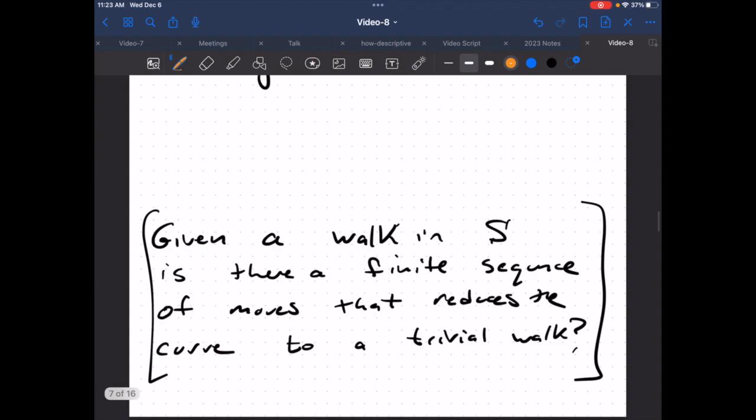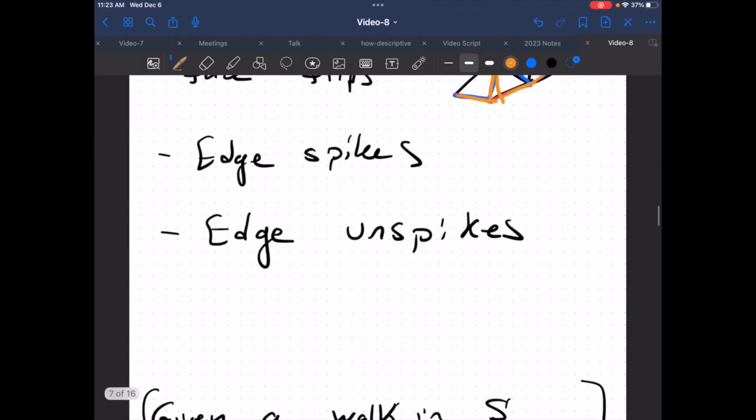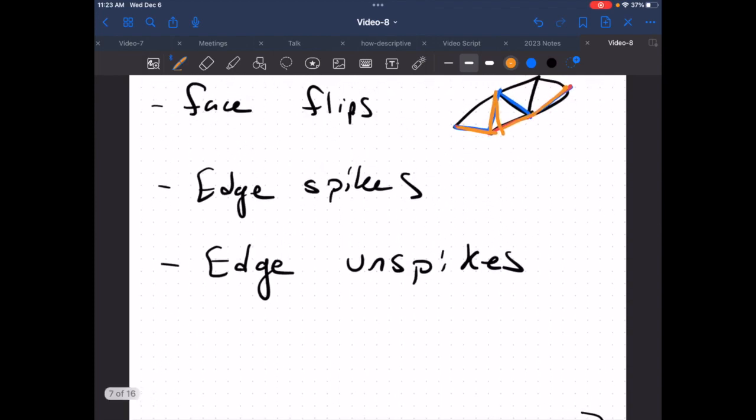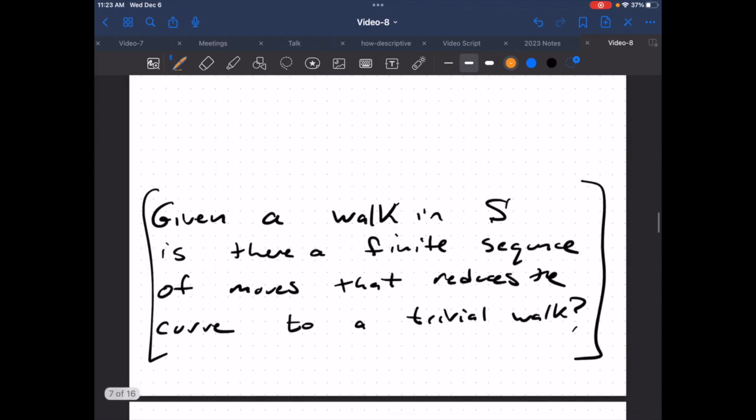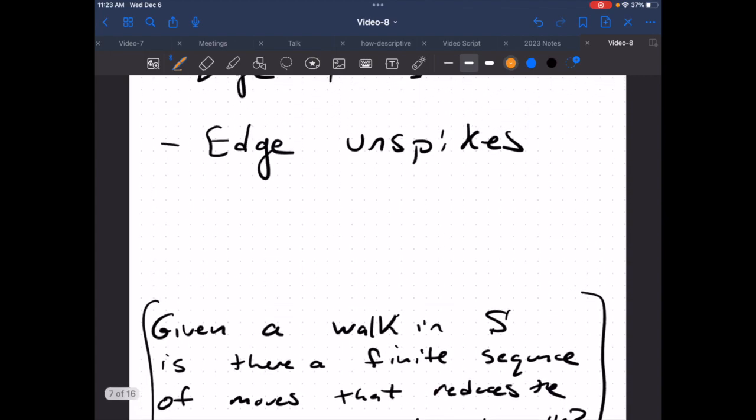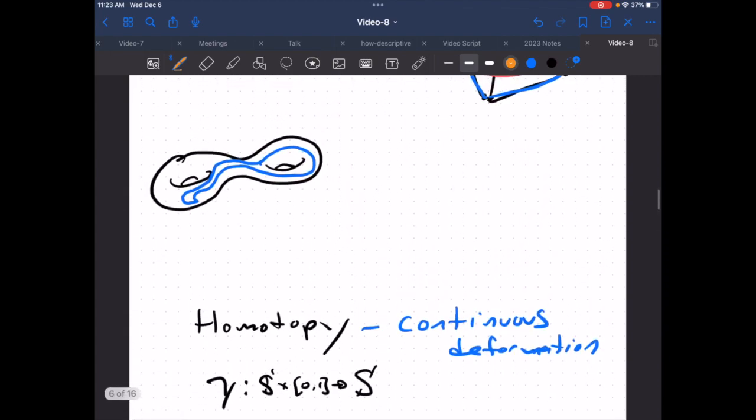So now we're back to restate our problem. We're given a walk in our surface, and we want to know, is there a finite sequence of moves? And by moves, I mean these three moves, face flip, edge spike, edge unspike, that reduces the curve to a trivial walk. So I'm given a curve like we see here. Can I reduce it to just a point is my question. So here the answer would be no.